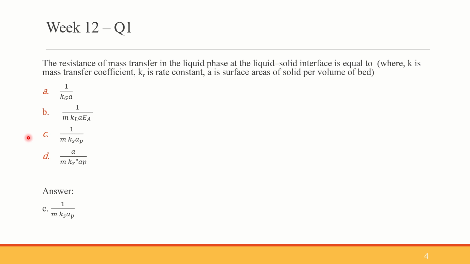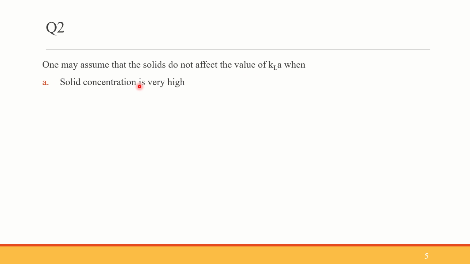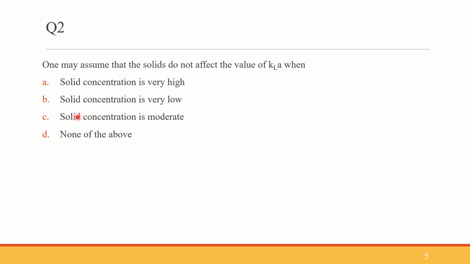Now we will move on to question 2. In question 2, one may assume that the solids do not affect the value of KLA when option A, solid concentration is very high, option B, solid concentration is very low, option C, solid concentration is moderate, none of the above. So actual answer is option B, solid concentration is low.